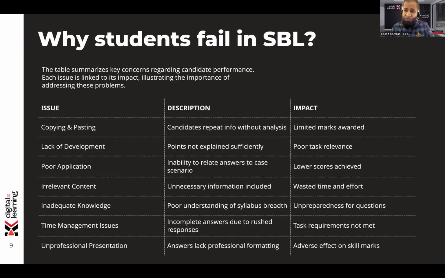An unprofessional presentation. No proper layout, no proper format, no use of a memo or a briefing note or a letter or a report, whatever was asked for.